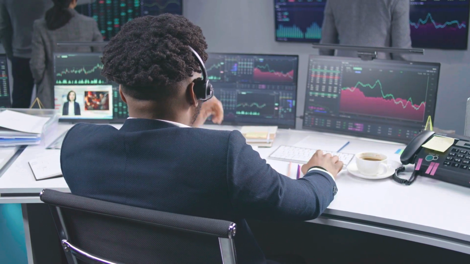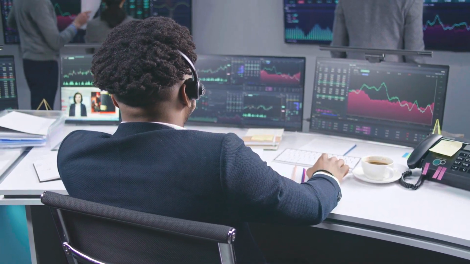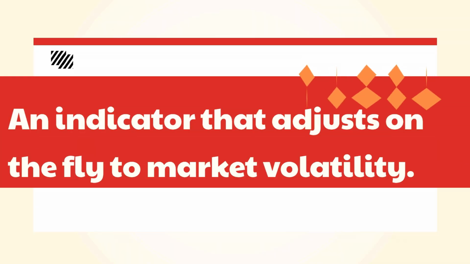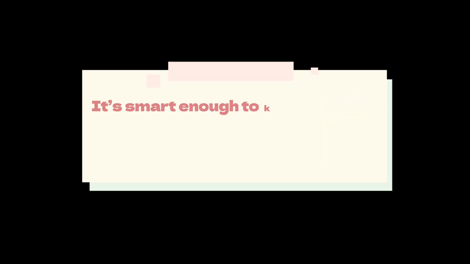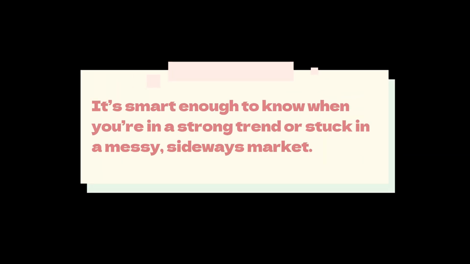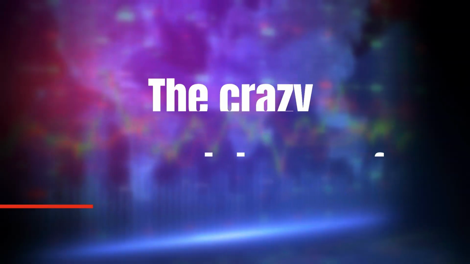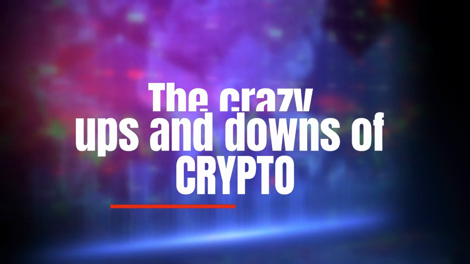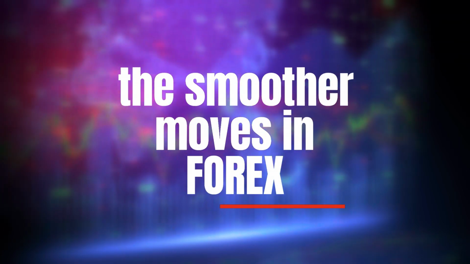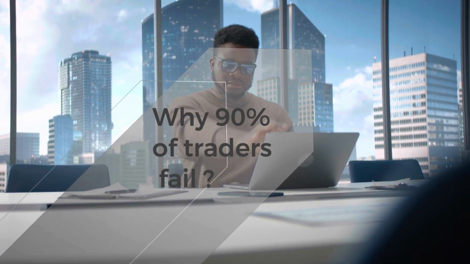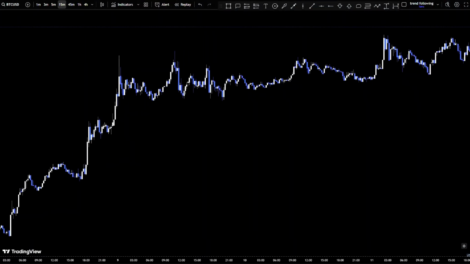After years of getting frustrated with these exact problems, I figured out a different way to do things that changed the entire game. The secret is a strategy using an indicator that adjusts on the fly to market volatility. It's smart enough to know when you're in a strong trend or stuck in a messy sideways market. That means you get crystal clear signals, whether you're riding the crazy ups and downs of crypto or playing the smoother moves in forex. This adaptability is key to understanding why 90% of traders fail and how we can flip the script. So, alright, let's dive right in and check it out.